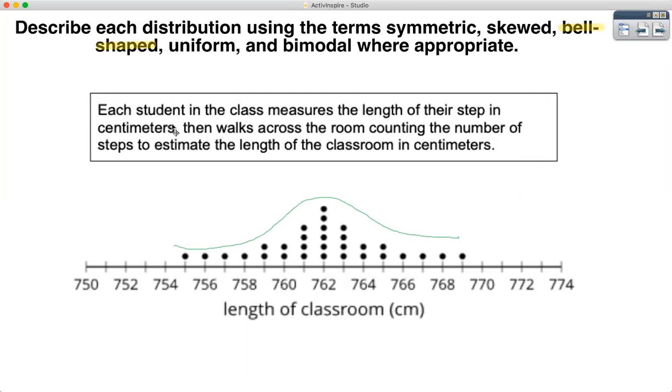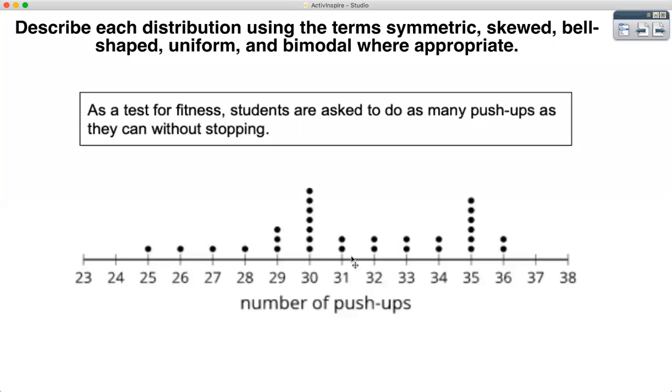And if I also look at this some more, I notice that this is pretty symmetric, right? If I think of 762 as that center, and I look at everything to the left of 762 and everything to the right of 762, they're pretty much symmetric to each other, right? They're like a mirror, they're mirroring each other. So I would say that this distribution is symmetric and bell-shaped. So those are the 2 descriptions for this distribution. All right, the next one.